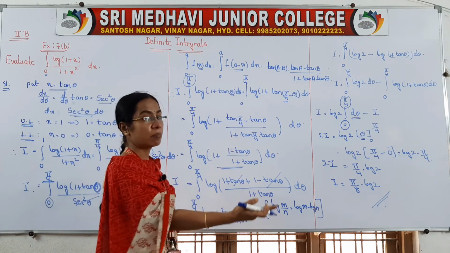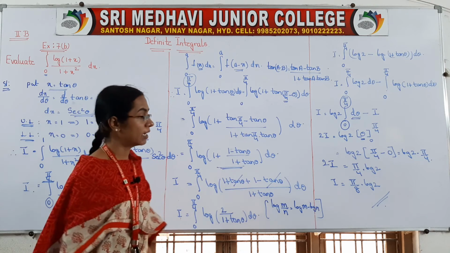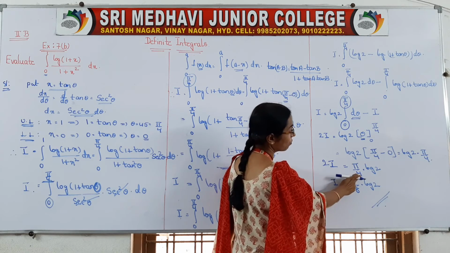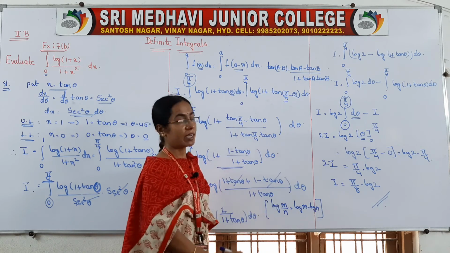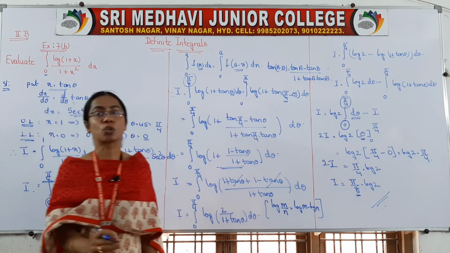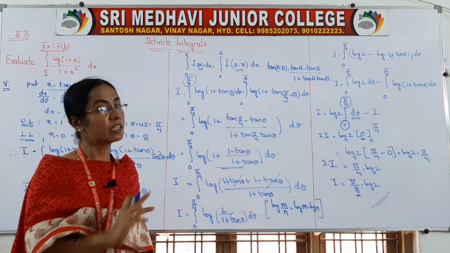So I means sending that to that side. Here it is multiplying, so if you send that side, it will divide. Here 4 is there, 4 2s are 8. That's why you got pi by 8 into log 2 as the answer of this question.